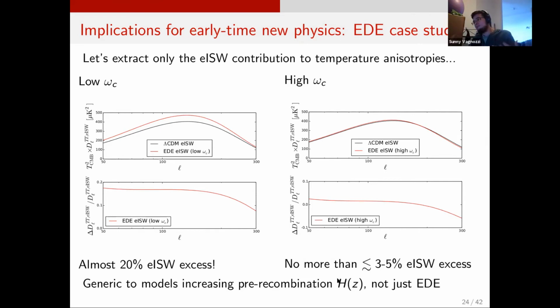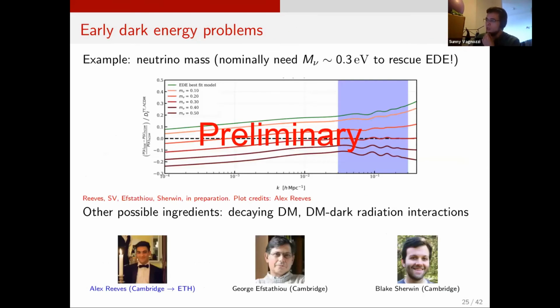Now, maybe the solution to the problems with early dark energy requires more new physics. Let me show you one possibility. If I take the matter power spectrum predicted by early dark energy with the high dark matter density, you see it predicts an excess of power of roughly 30% in this wave number range, which is the one of interest to large-scale structure measurements.